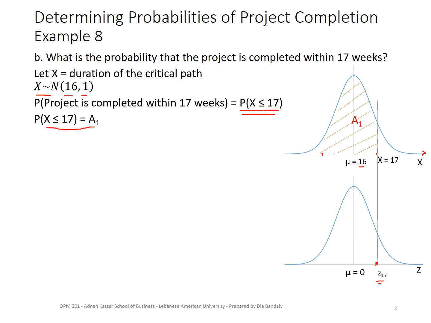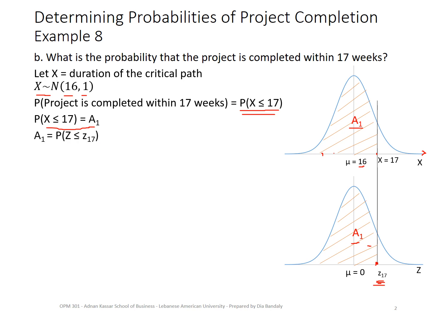Z17 will be the value of z that corresponds to x equal to 17. Okay, why is this important? Because for this Z17, the area below it will be equal to A1, the same A1, which is this one. All right, so I need to find this A1, and to find this A1, I will find this Z.